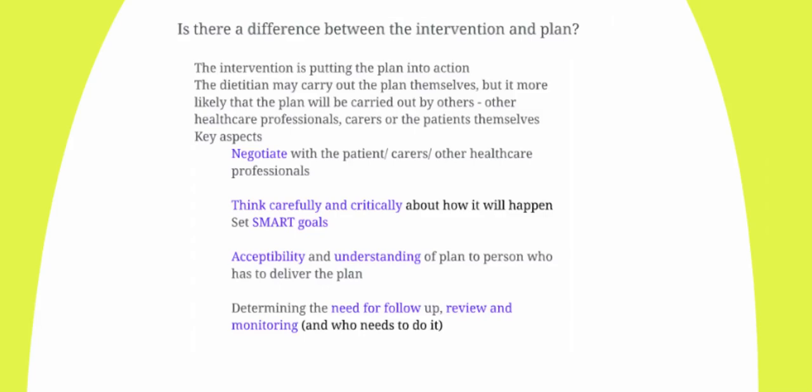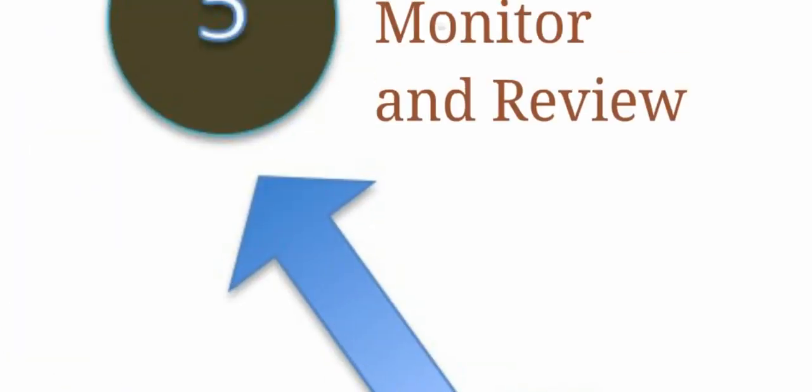You need to be careful about goal setting so they're achievable, measurable, time-specific and specific goals under SMART principles. You have to look at the acceptability and understanding of the actual person you're trying to communicate that plan to. And then you need to determine the need to follow up and review this and who will be doing this. For example, this may be a practice nurse in a primary care setting if you're working with an overweight client.